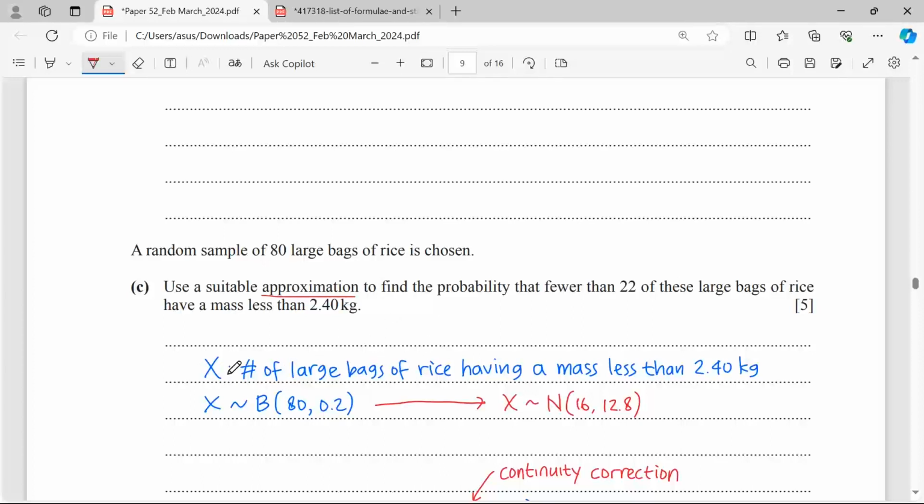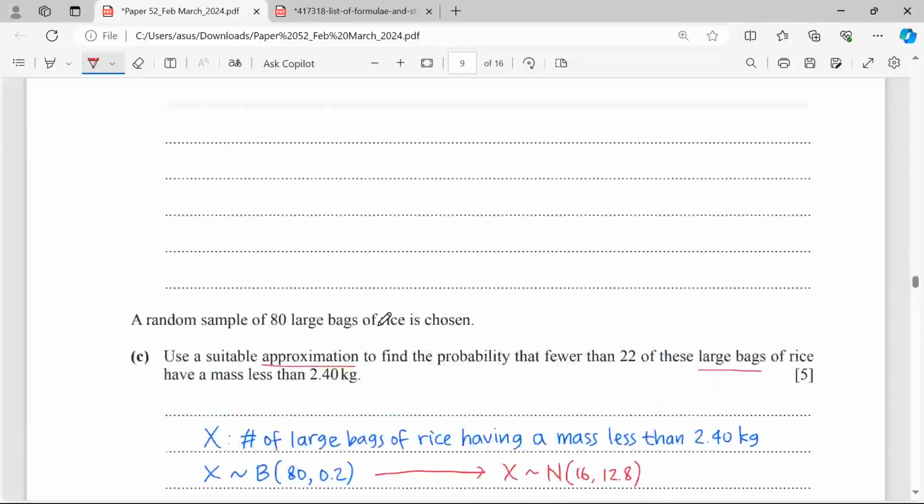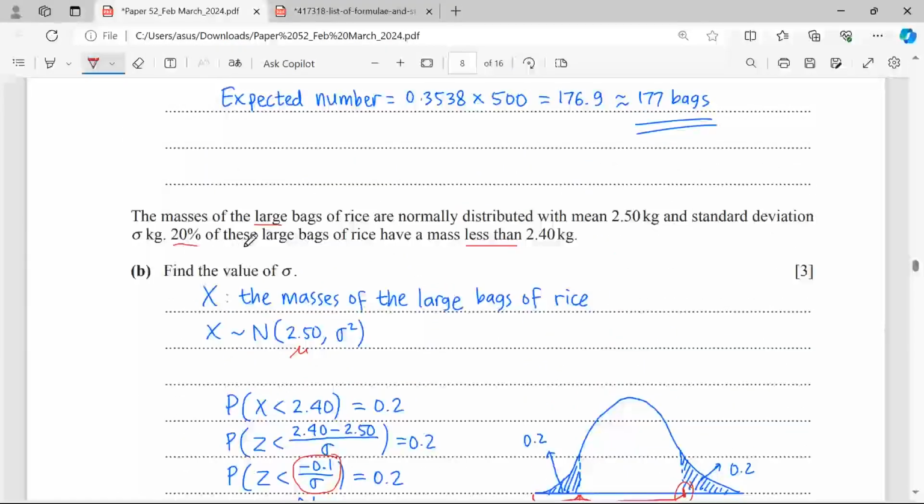Okay, first of all, define again x to be the number of large bags of rice having a mass less than 2.40 kg. Originally, x is a discrete random variable that has a binomial distribution where n is 80 and p is 0.2. How do we know p is 0.2? Because here is the probability that the large bags of rice have a mass less than 2.40. It is actually given from part B here. Yeah, 20% of these large bags of rice have a mass less than 2.40. So we use this value again in answering part C.